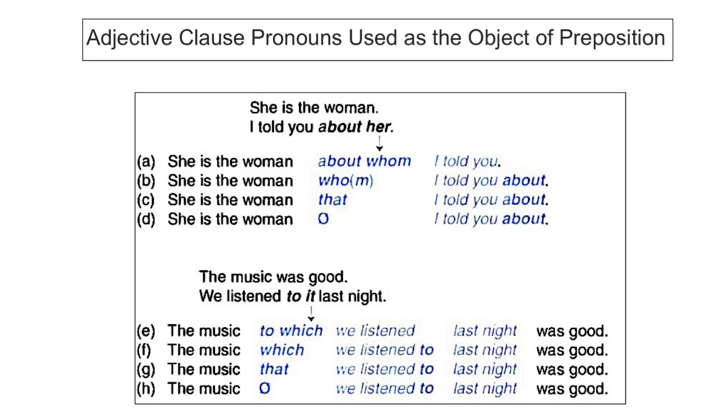Now let us move on to adjective clause pronouns used as the object of a preposition. In very formal English, the preposition comes at the beginning of the adjective clause, as in A and E. Usually, however, in everyday usage, the preposition comes after the subject and verb of the adjective clause, as in the other examples. If the preposition comes at the beginning of the adjective clause, only whom or which may be used. A preposition is never followed immediately by that or who.